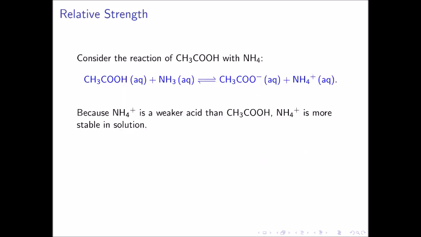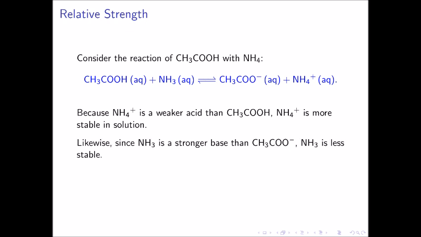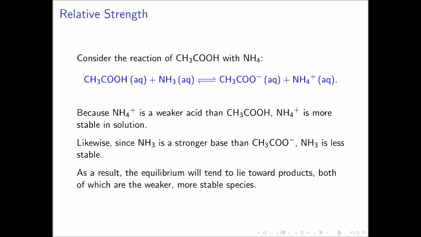Because the ammonium ion is a weaker acid than acetic acid, NH4+ is more stable in solution. Also, since ammonia is a stronger base than the acetate ion, the NH3 is less stable. This results in our two weaker, more stable species, the acetate ion and the ammonium ion, being on the product side, which means that the equilibrium will tend to lie toward products for this reaction.